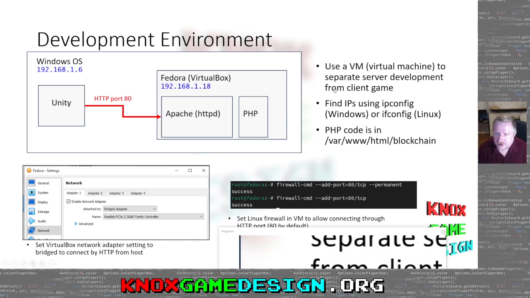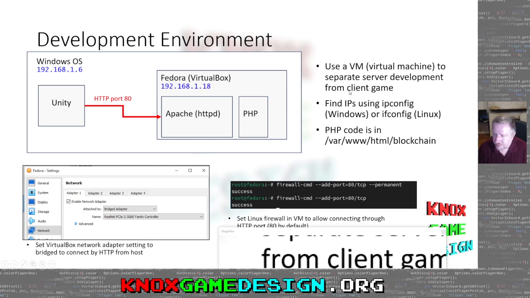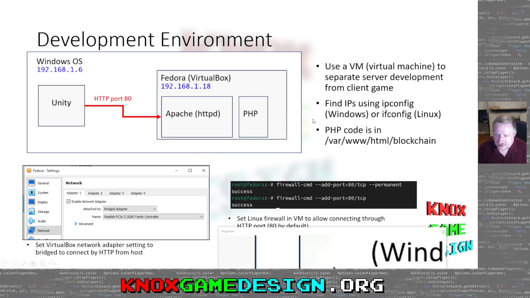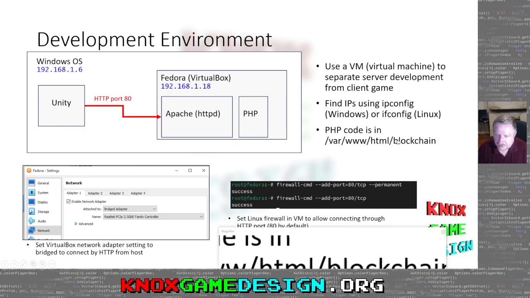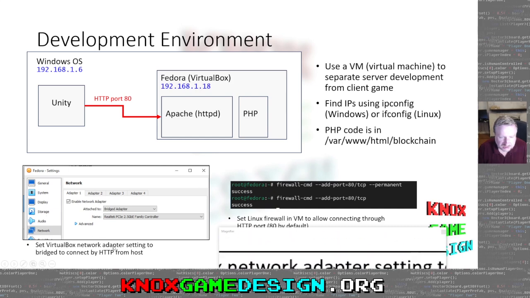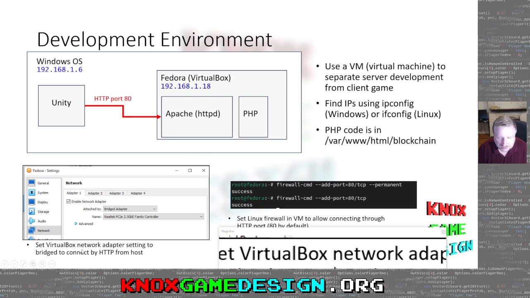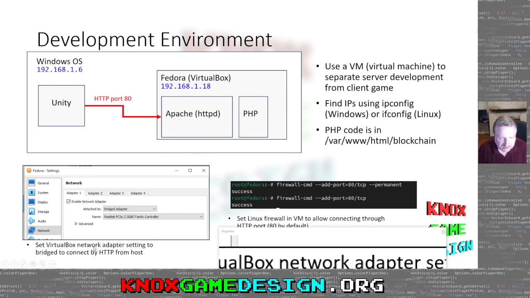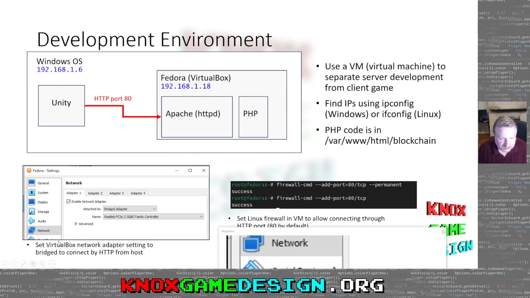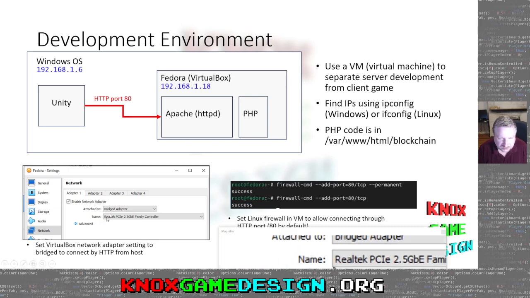So we've got a VM set up for the server. It's just a nice way to keep the server stuff separated from the client. You can find the IPs using ipconfig under Windows or ifconfig under Linux. And the PHP code is in var www HTML blockchain. One thing I wanted to mention: when you're setting this stuff up under VirtualBox, it's not too hard to set up Fedora or any Linux, after you get the ISO, but getting the networking can be a little bit tricky. You've got to use this bridged adapter. There are some other ways to do it, but I find using the bridged adapter is the easiest way.